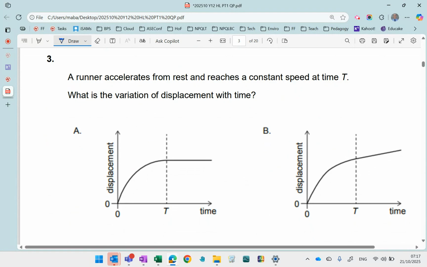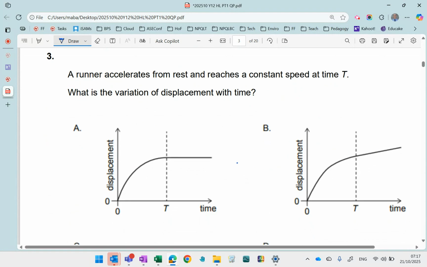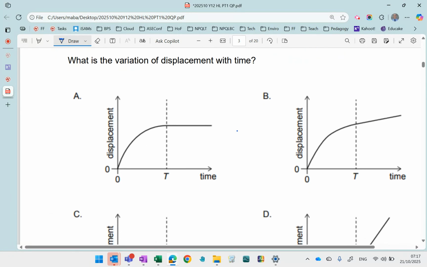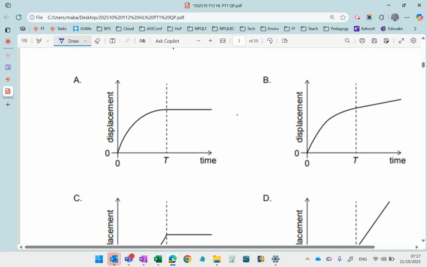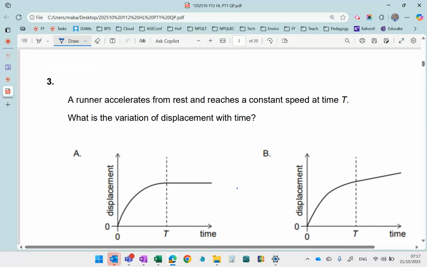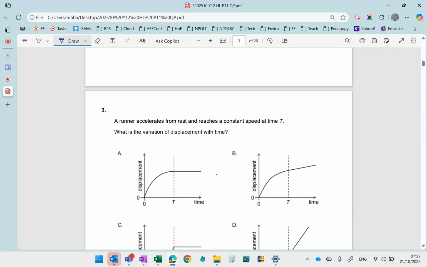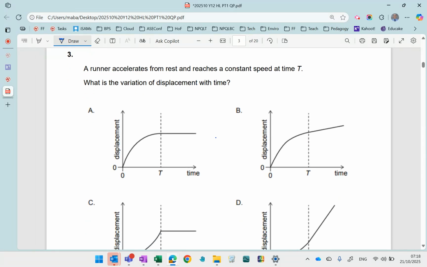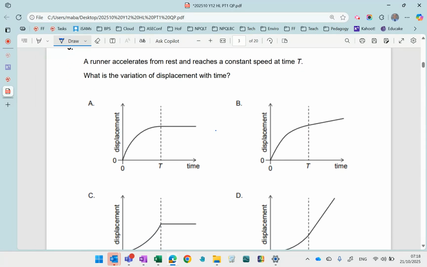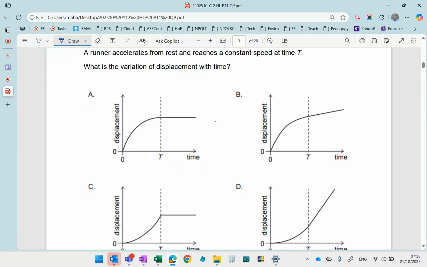So a runner accelerates from rest and reaches a constant speed in time t. What's the variation of displacement with time? So when you look into a displacement time graph, what is it about the displacement time graph that is going to tell you the velocity? Because we know that after constant time t, it's got a constant velocity. After time t, it's got a constant speed.